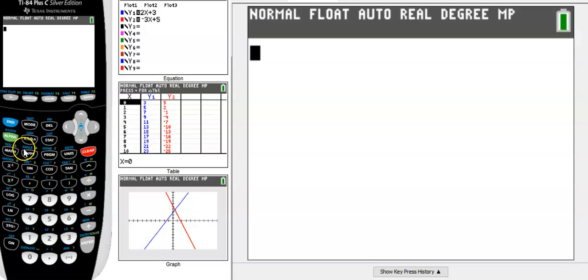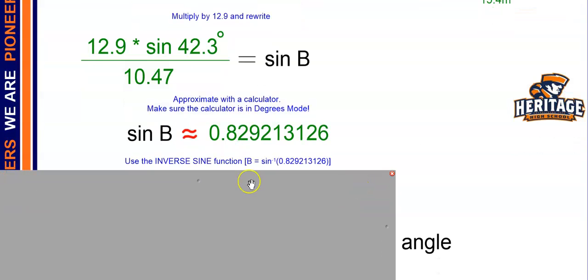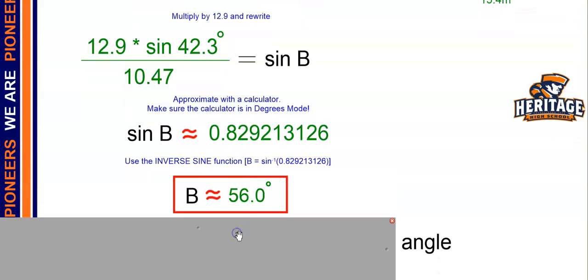So on the buttons right here, you have sine, cosine, tangent. We want to do the inverse of it, so you click on second sine, and that will pull up inverse sine. And you type in your decimal number there, click enter, and that will give you your answer. So here we go. We now have angle B approximately equal to 56 degrees.